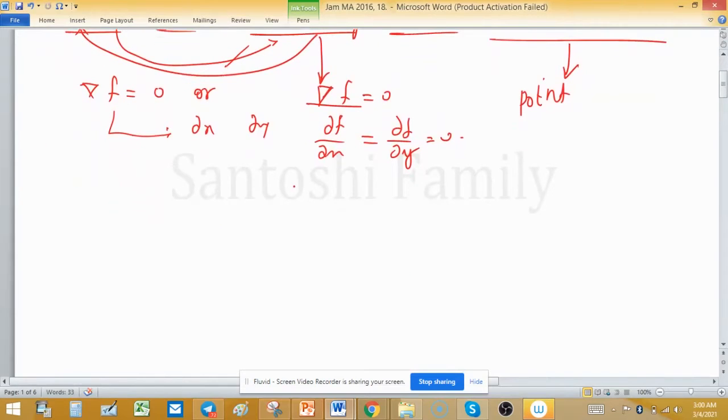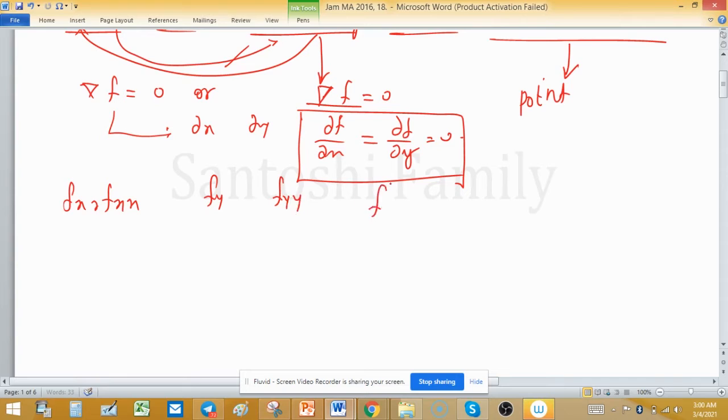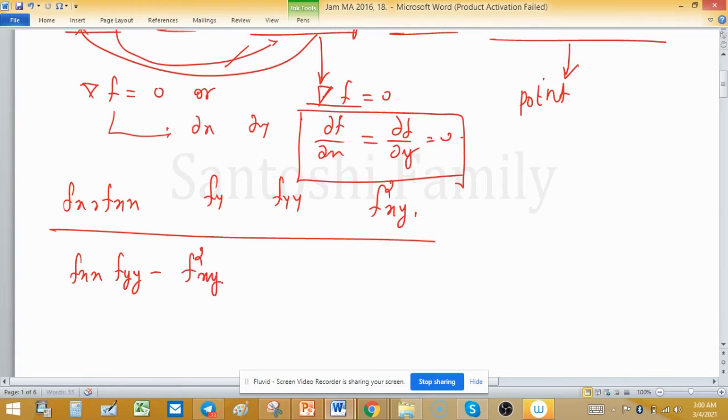To find critical points, this is the condition as explained, and we need to check fx, fxx, fy, fyy, and f square xy, and their signs, and the sign of fxx fyy minus f square xy. For a saddle point, this should be less than 0. If this value is 0, then we need to investigate further.